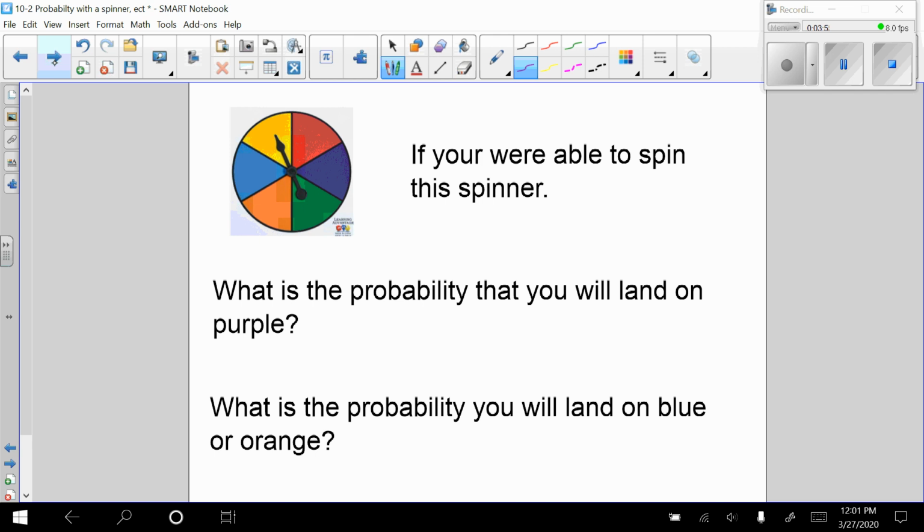So now let's look at this spinner and think about probability with a spinner. If we're going to spin the spinner, what's the probability that you would land on purple? The first thing you want to know is how many colors are on your spinner. If I count them all up, I can see that I have 1, 2, 3, 4, 5, 6 colors. That means I have 6 possible outcomes on that spinner. How many of them are purple? Well, there's 1 out of the 6 are purple. Again, remember that you can write this as a fraction, a decimal, or a percent.